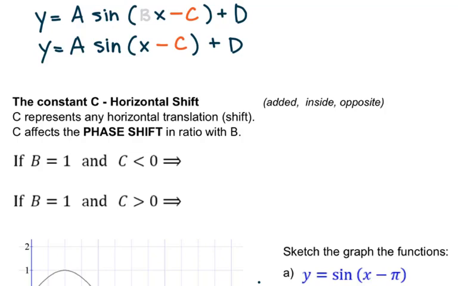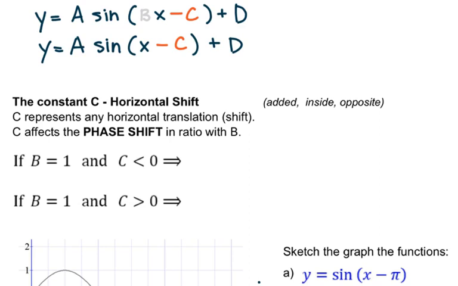Welcome back, friends. Now we're going to talk about the constant c, which tells us about horizontal shift. And we have two conditions that we want to consider while we're looking at this. So the first thing is that sometimes we have a situation where that b value is equal to 1, so it's not there. And in that case, it's much easier for us to think about the horizontal shift. But when b is a value other than 1, we have what is called a phase shift, and we'll talk about that as the third example in this video.